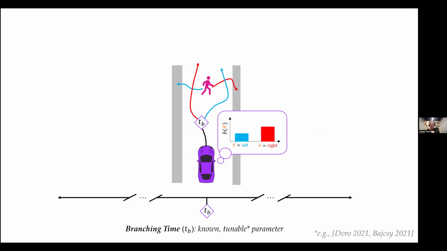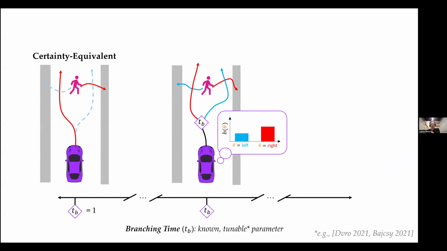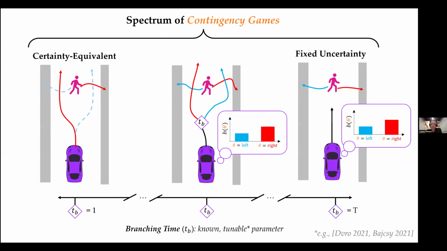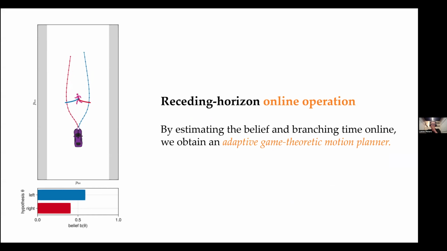Okay. So to summarize what I've shown in this demo, the key message here is that contingency games include these other two paradigms as a special case, with certainty equivalent planning at the one extreme and fixed uncertainty planning at the other extreme. Okay, and so to summarize, right. So that's of course only the generation of the plan at a fixed time step.